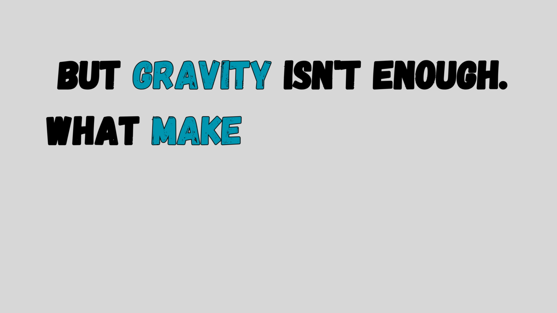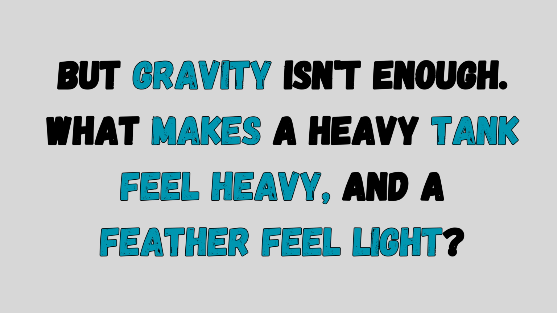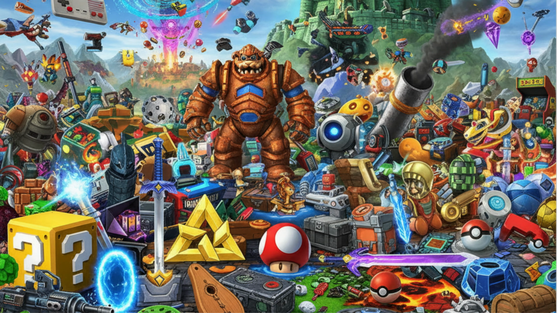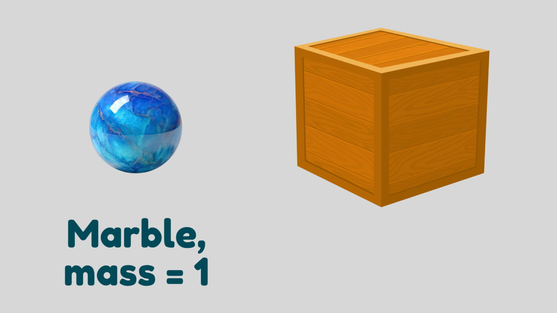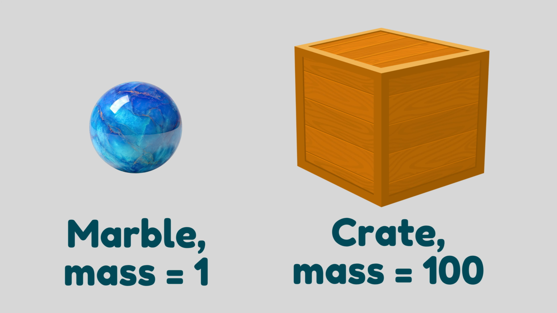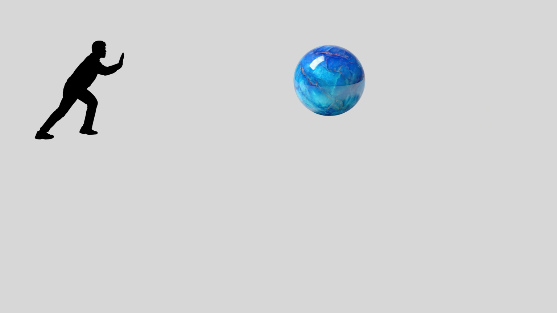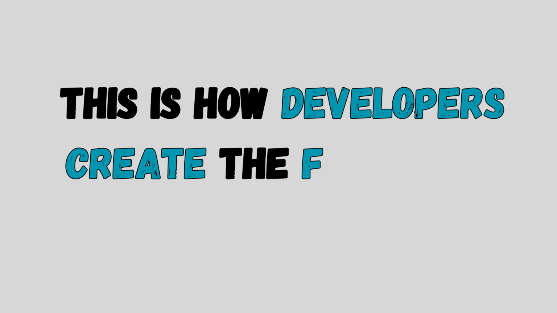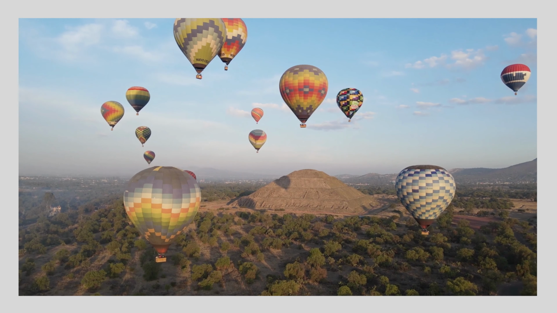But gravity isn't enough. What makes a heavy tank feel heavy and a feather feel light? That's Newton's second law. Force equals mass times acceleration. Every object in the game has a hidden variable for mass. A tiny marble has a mass of 1. A giant crate has a mass of 100. When the game engine applies the same force, the push from your character, the acceleration, how fast it moves, is totally different. This is how developers create the feeling of weight and realism. Without knowing this second law, every object would move like a balloon.